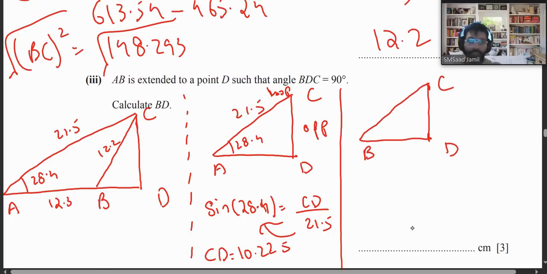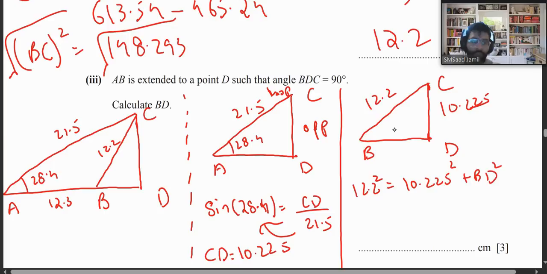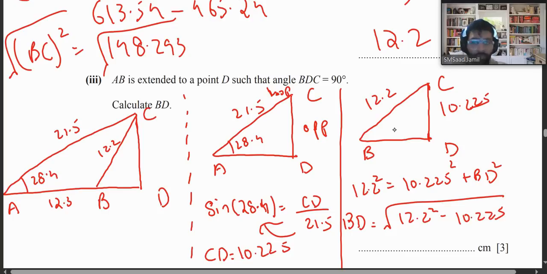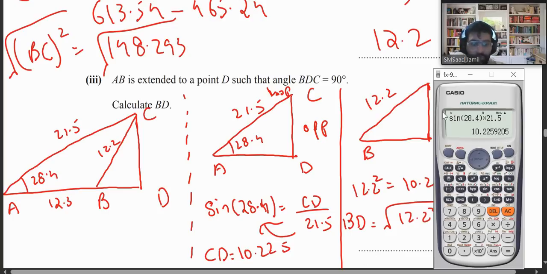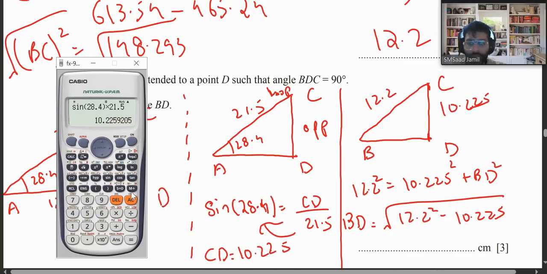In triangle BDC, BD is 12.2 and CD is 10.225. This is the hypotenuse, so 12.2 squared equals 10.225 squared plus BD squared. BD equals the square root of 12.2 squared minus 10.225 squared. If you guys don't know Pythagoras theorem, let me know. I'll share my video with you guys in the comments below.